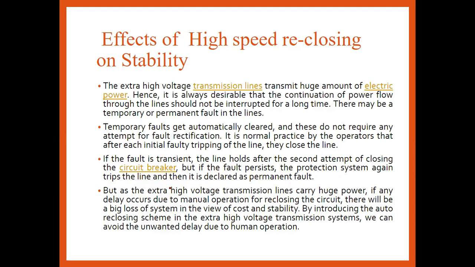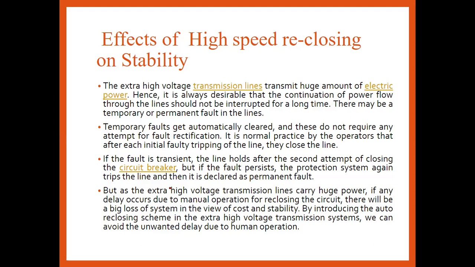There may be a temporary or a permanent fault on the system, but that fault should be cleared as soon as possible. A temporary fault is one that gets cleared automatically, like trees touching the overhead transmission line, or a fault due to lightning. It does not require any human intervention or rectification, because it is cleared automatically within a particular second.